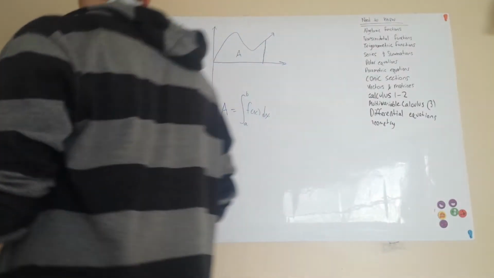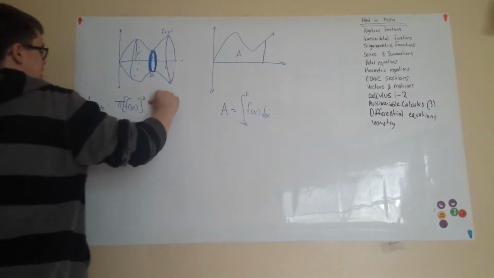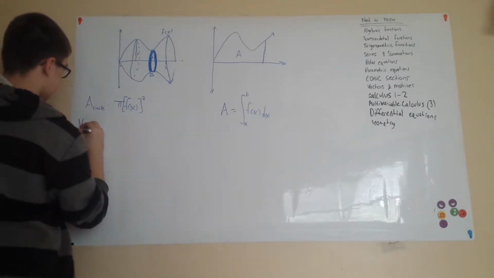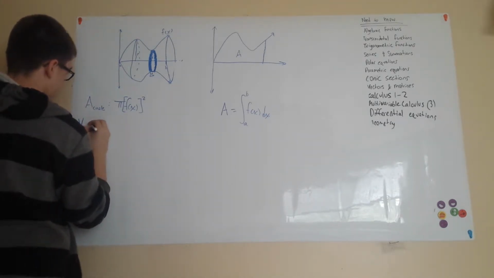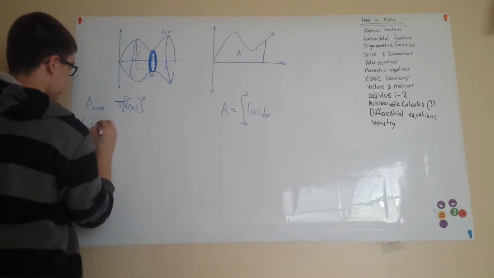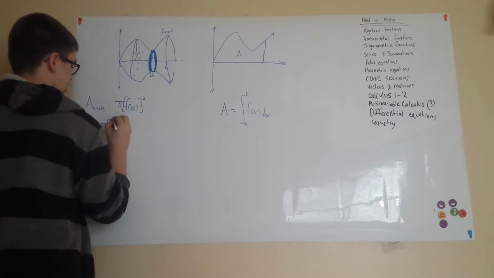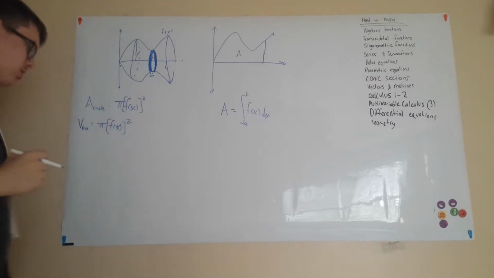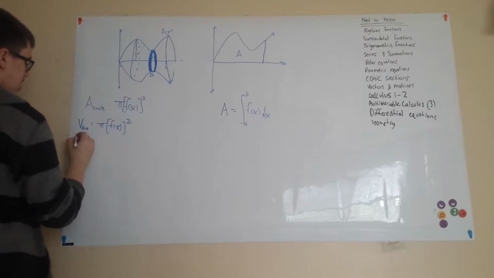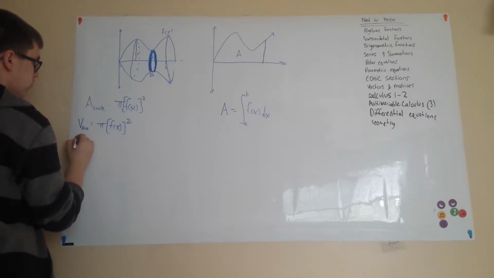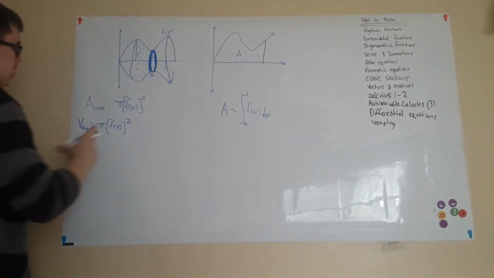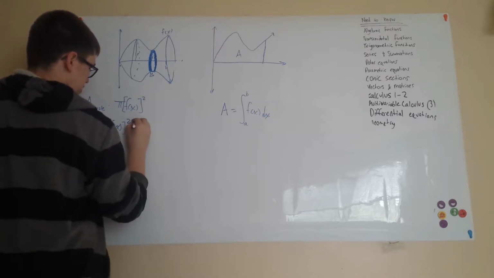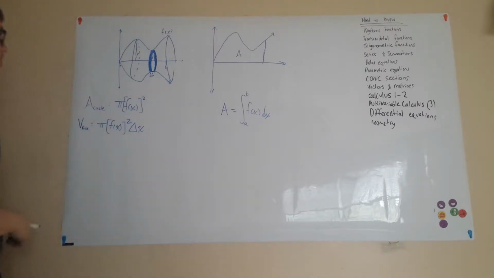Okay, so that's the area of the circle. What's the volume of the disk? Well, it's the area of the circle times delta x, right? We gotta do that one, huh?